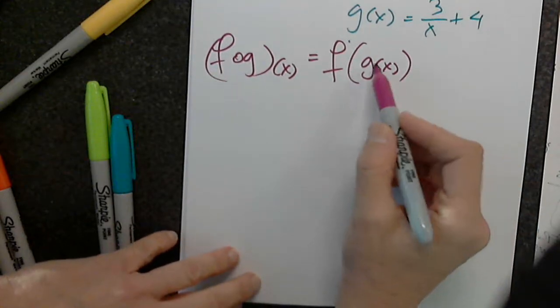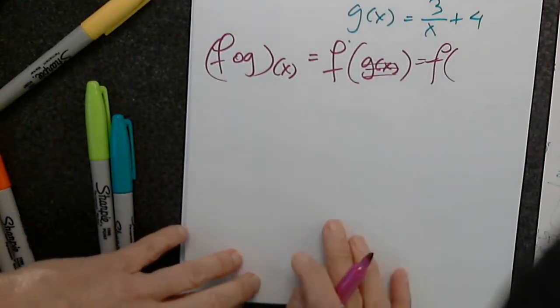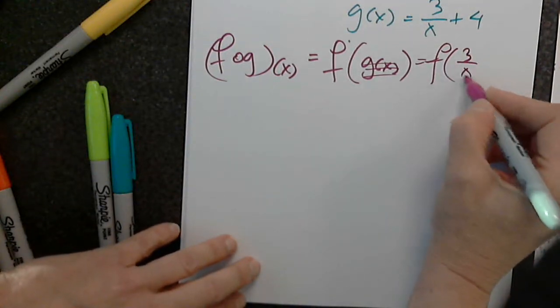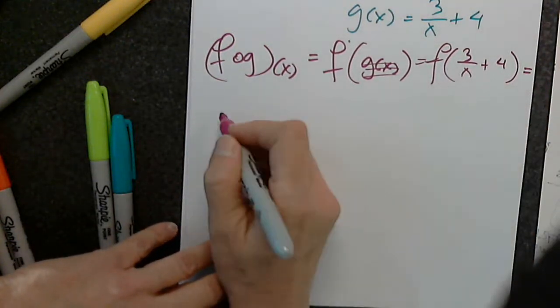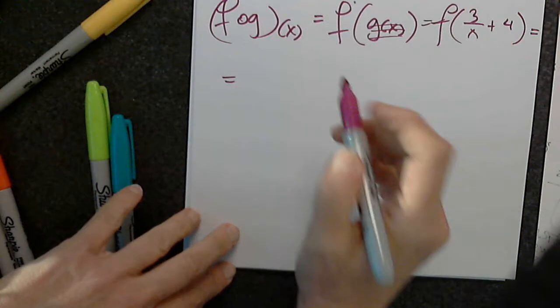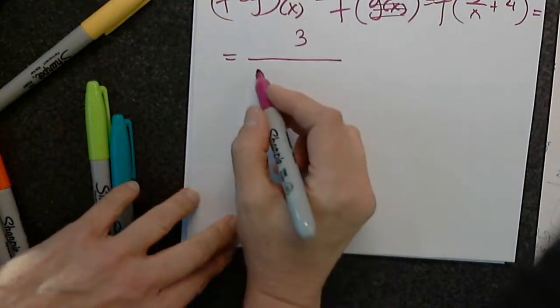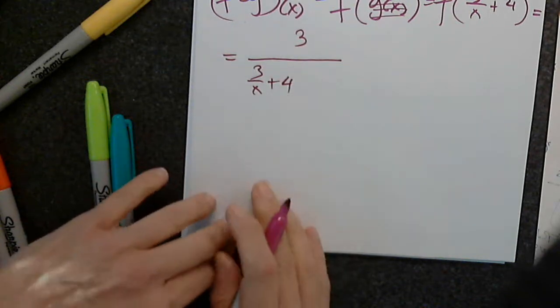Good. So, of course, I start with the inner function. So this will be f of... Awesome. And now I have to take a break for a second and look at f. What does f say? F says 3 over whatever minus 4. So 3 over x plus 4, and then minus 4.